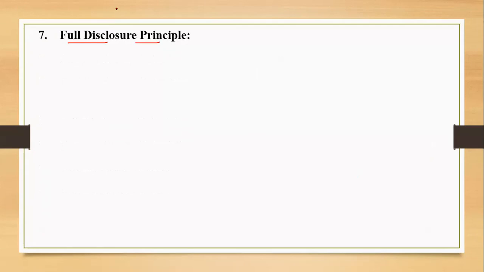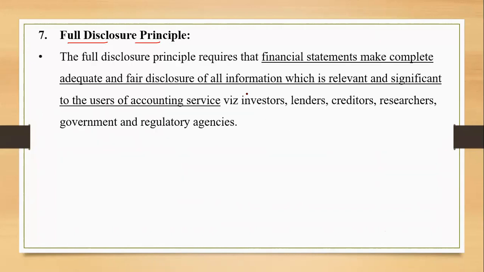This concept, full disclosure, as I was just about to start, tells us we need to disclose the information which is required by the various end users of accounting information. The full disclosure principle requires that the financial statements make complete, adequate, and fair disclosure of all information which is relevant and significant to the users of accounting information. And to repeat the users over here, we all know that they are investors and lenders and creditors, and these are all the various users, right?